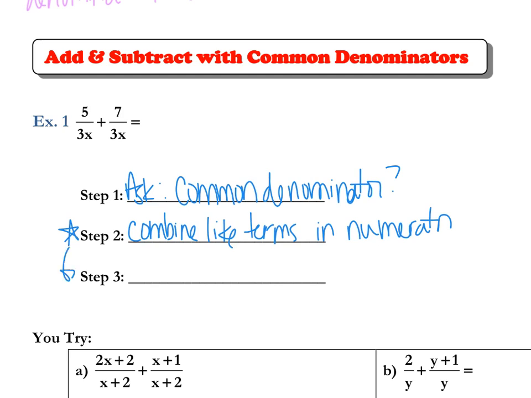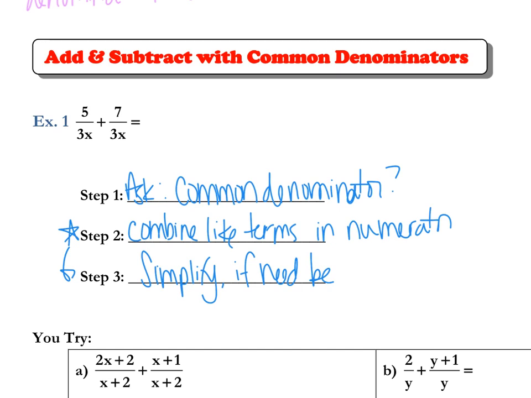This is a huge note. You must simplify the numerator before you try to simplify. Okay. Oftentimes, students will do step 3 before step 2 when we're working with unlike denominators. But step 2 must come first. You must get everything combined on the numerator. So you should only see x once. You should only see x squared once, whatever you're working with, before you try to simplify.